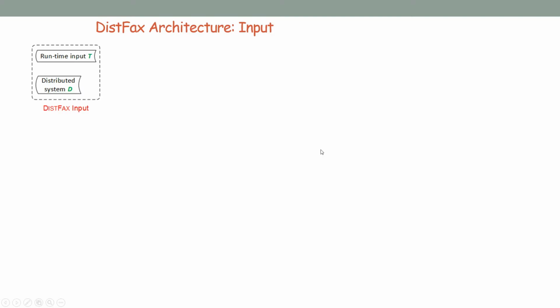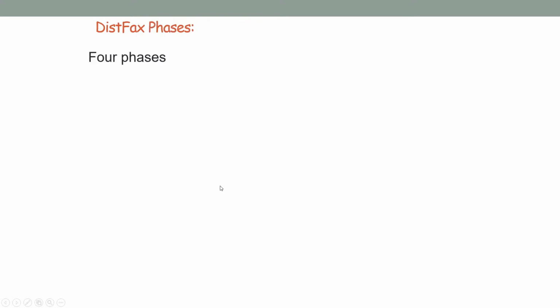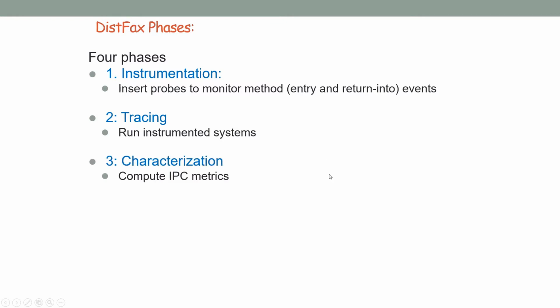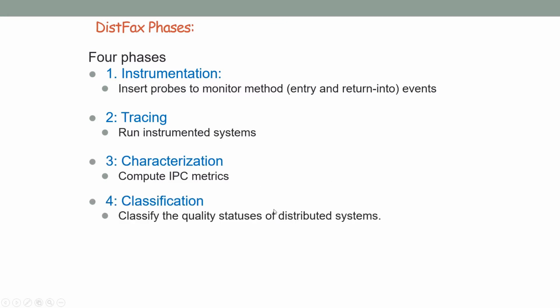DistFax takes two kinds of inputs, including runtime input T of the system and the distributed system itself D. With these two kinds of inputs, it goes through 4 phases to compute IPC metrics and also provides quality classifications of the system. And more, DistFax has 4 phases: instrumentation, tracing, characterization, and classification.